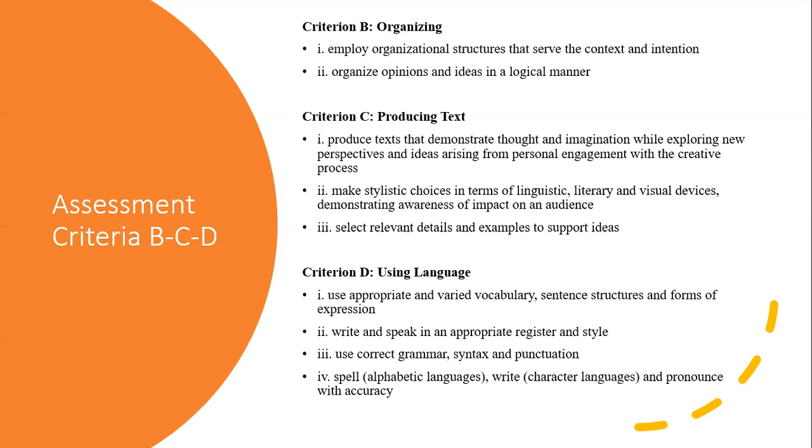The second strand states that you should make stylistic choices in terms of linguistic, literary, and visual devices, demonstrating awareness of impact on the audience. As you're writing, keep in mind someone else is going to read this. So rather than just listing a block of things that you've achieved or done, I should see a detailed, or let's say your own touch in terms of language.